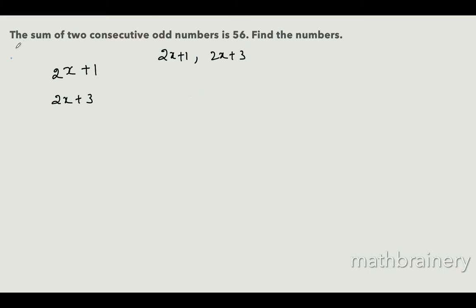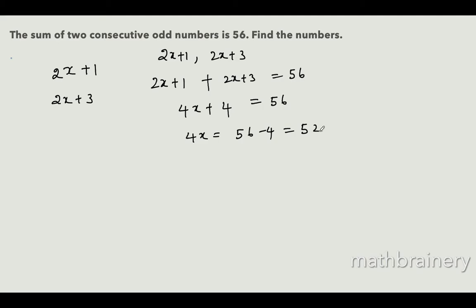Now, what is given is that the sum of these two consecutive odd numbers is 56. Find the numbers. So, let's add them, that is 2x plus 1 plus 2x plus 3. This is equal to 56. Let's simplify this now. 2x plus 2x is 4x, 1 plus 3 is 4. This is equal to 56. When we transpose 4 to the right hand side, you get 4x is equal to 56 minus 4, which is 52. 4x is equal to 52, that implies x must be 52 divided by 4, which is 13.